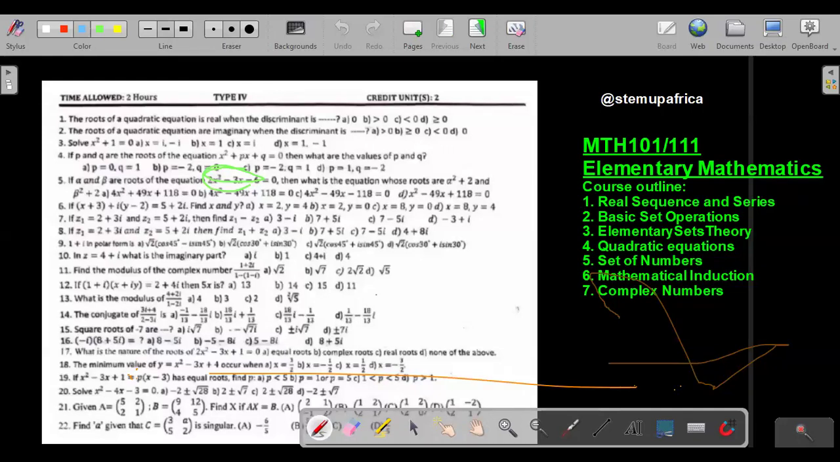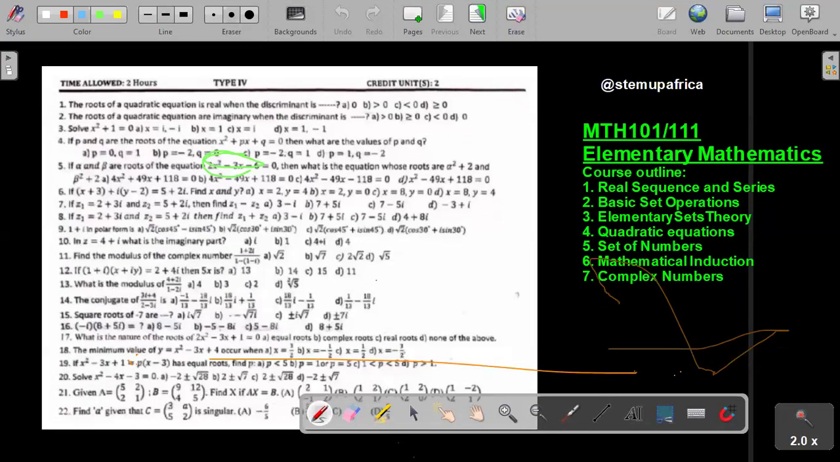Any questions so far? If there is none, we go to question 6.